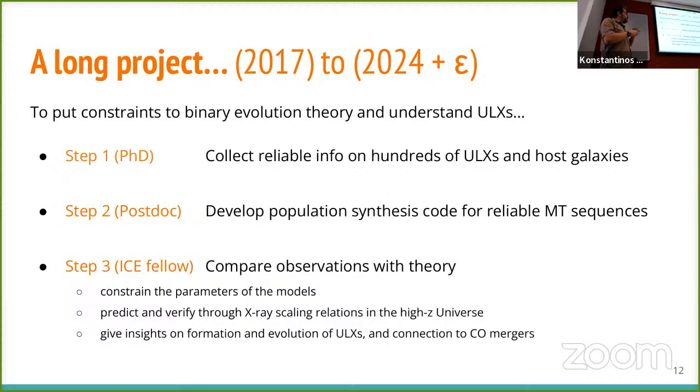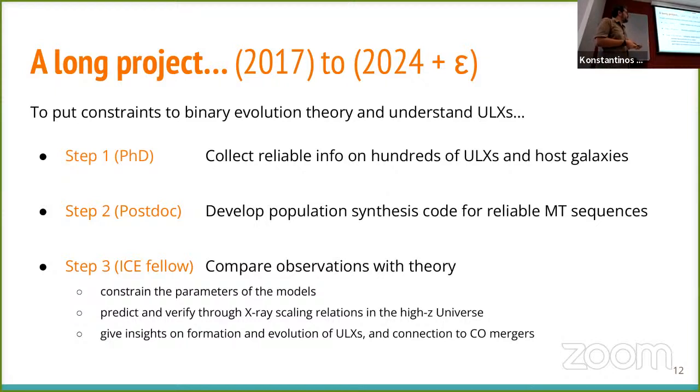So the project that I'm doing here is connected to all my previous steps from my PhD and on. So this is a long project from 2018 to 2024 plus an error term there. So step one in my PhD, I was trying to collect reliable information on ULXs and host galaxies to better constrain the observational data.